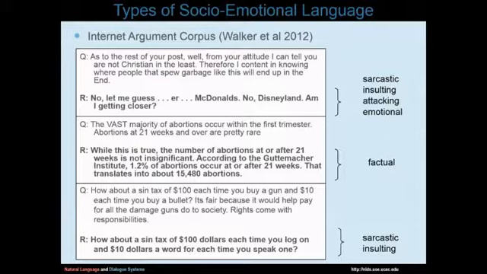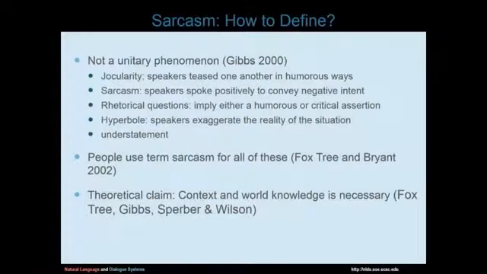In 2012, Walker et al. released the Internet Argument Corpus, which consists of annotated exchanges and online debate data. It was annotated by Mechanical Turkers. They were shown a dialogic turn, like up here, and they were asked to evaluate the overall language of the responder, which is in bold up here. A variety of types of language were annotated along the side, but of all these styles, we were specifically interested in sarcasm.